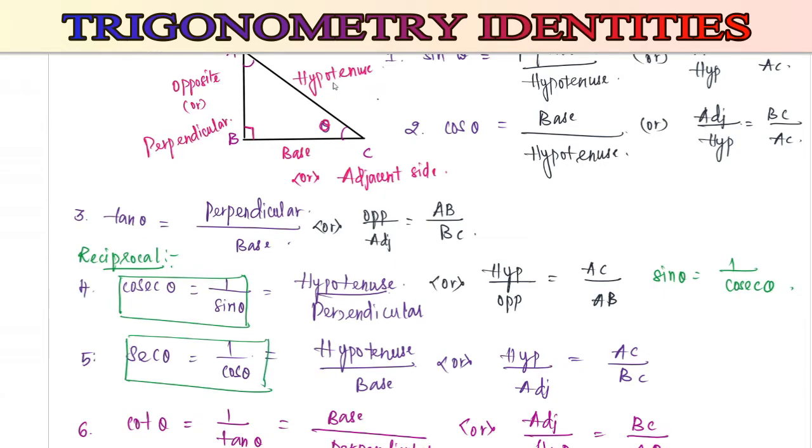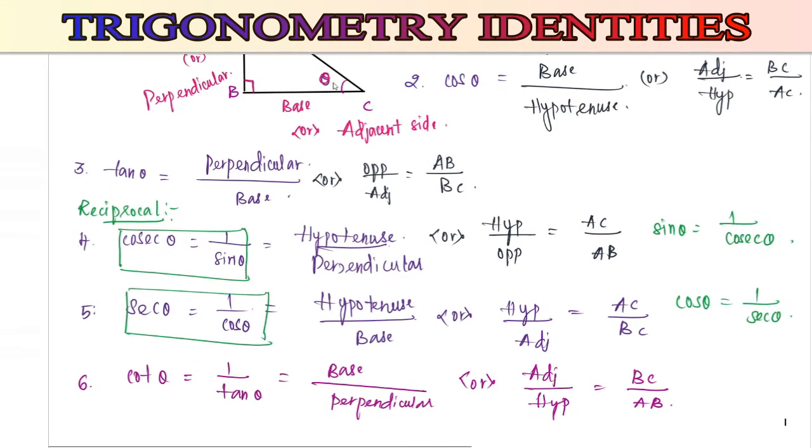Cos theta is equal to 1 divided by secant theta. Next, the reciprocal of the third one: cot theta is equal to 1 by tan theta, and tan theta is equal to 1 by cot theta. So these are the 6 ratios of the reciprocal. This we call the reciprocal relationship.